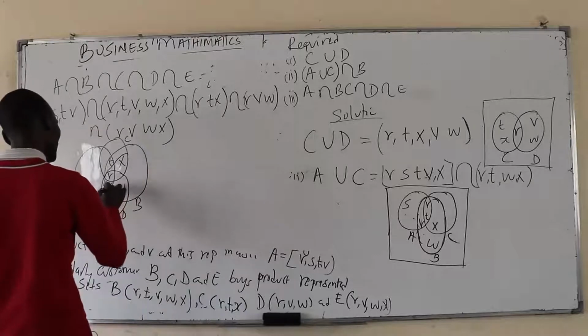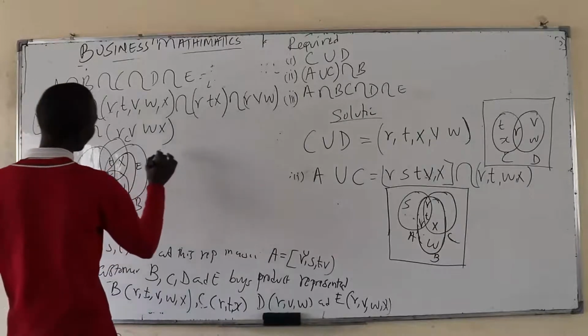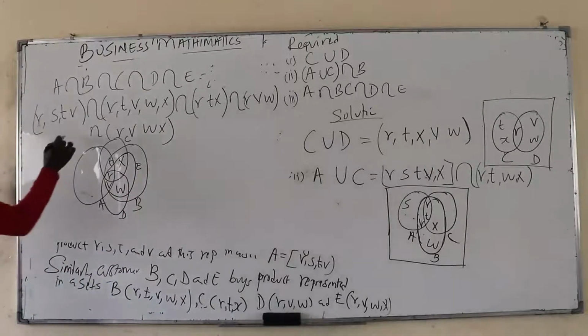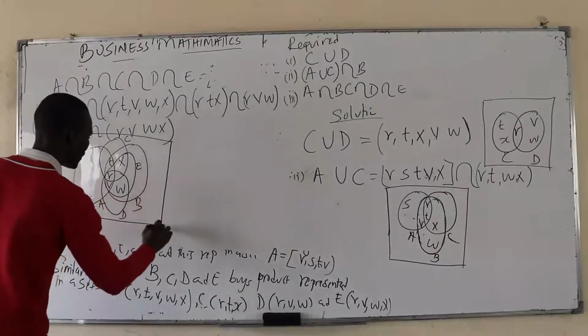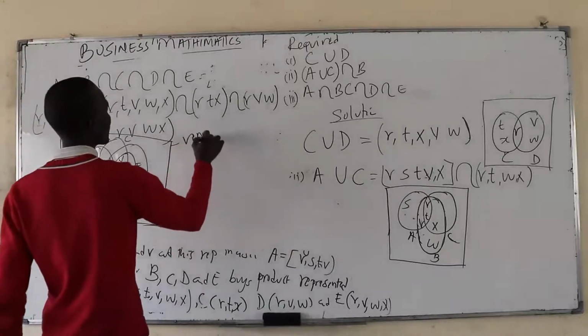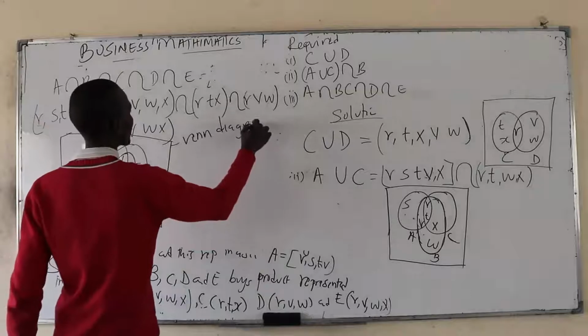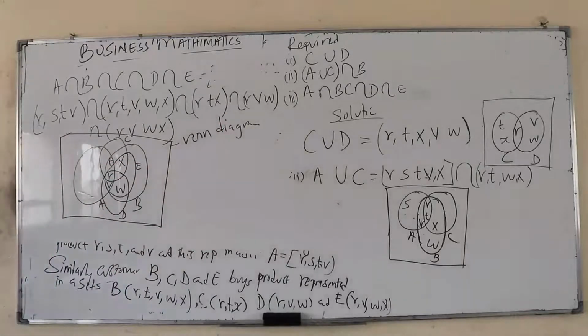Drawing this is now what will show it. So you start with set A, set B, set A intersecting with set B. You find what is common there. What is common between the two? We have R. R is shared, T also is shared. Then another one is V. V also is shared among the two.